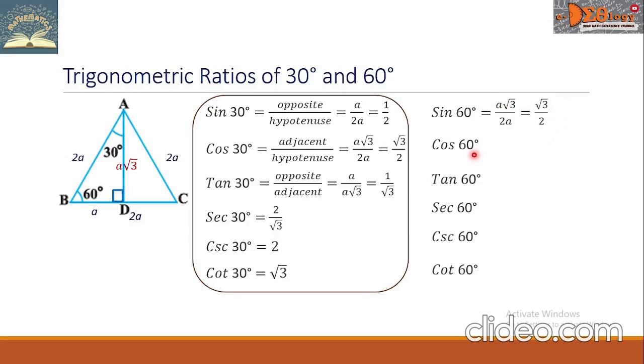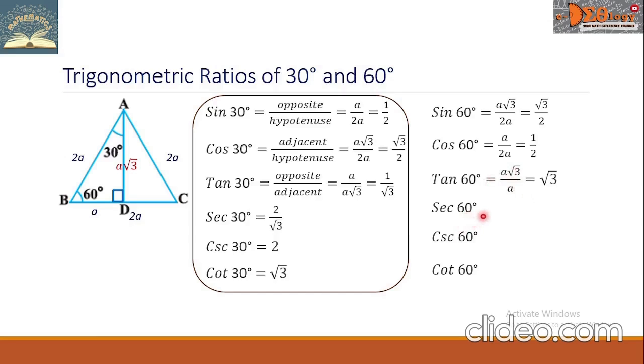Next, cosine 60 degrees. This is adjacent over hypotenuse. So we write A over 2A. That we simplify as 1 over 2. Next is tangent 60 degrees. Opposite over adjacent. So that will be A square root of 3 all over A. We cancel the A, it becomes square root of 3.